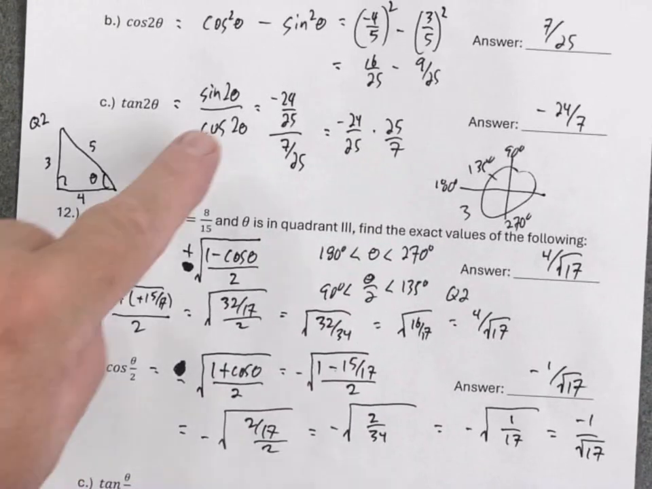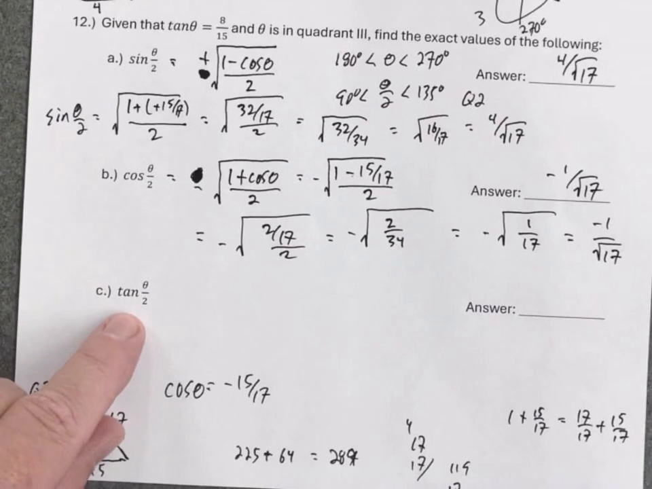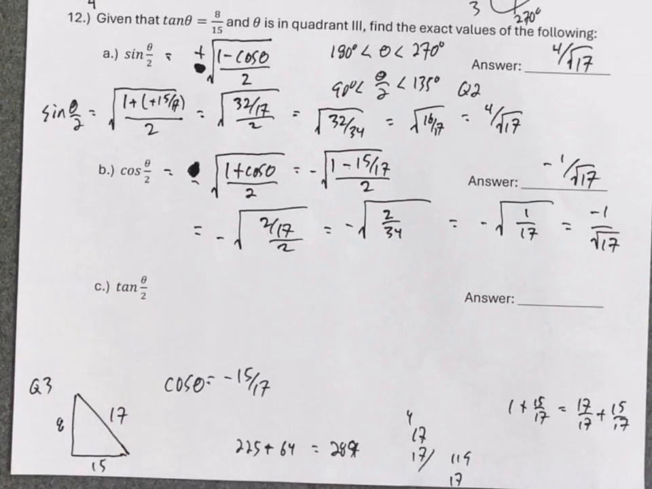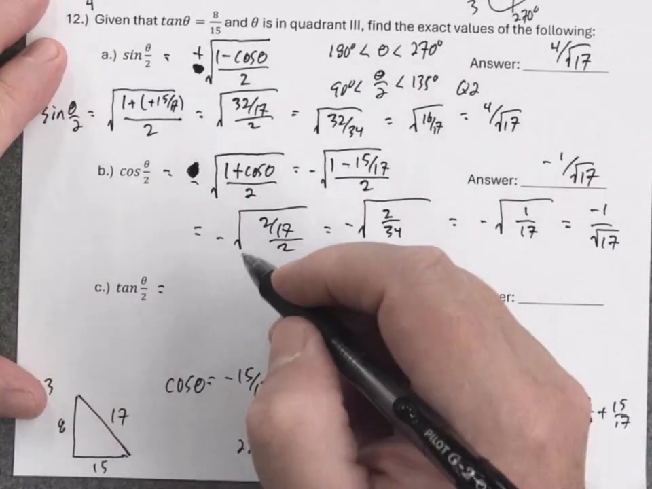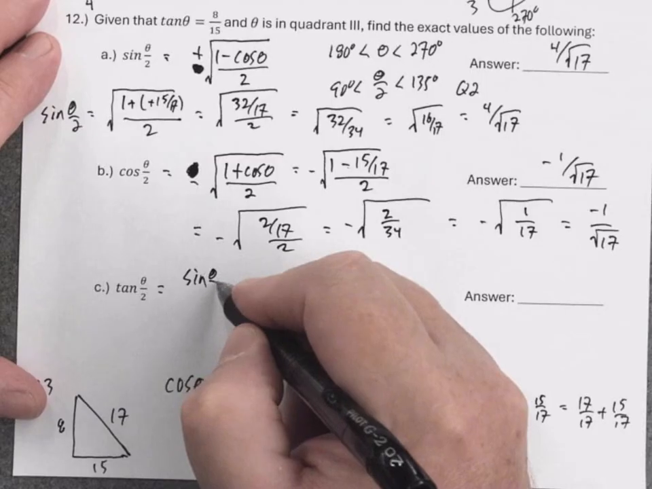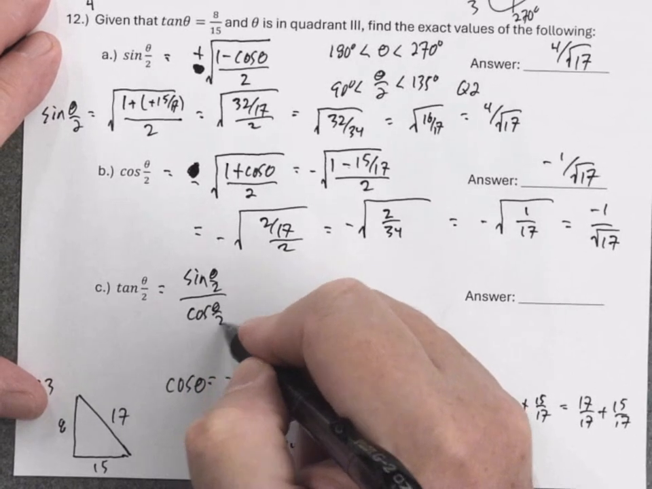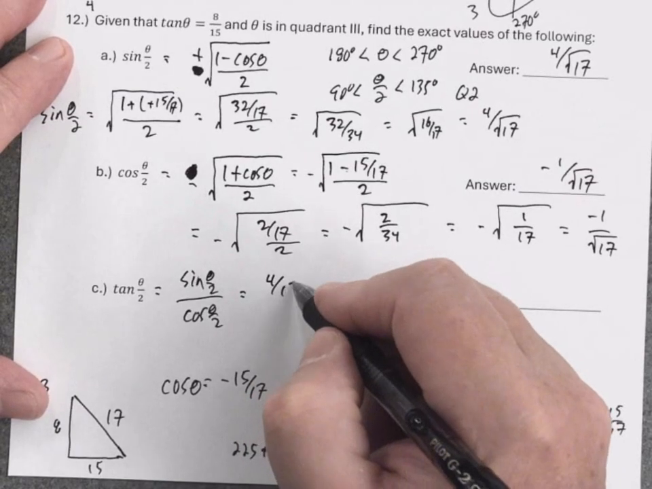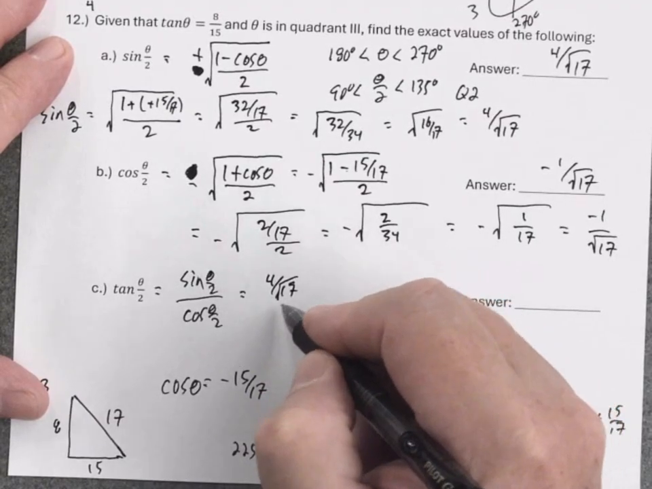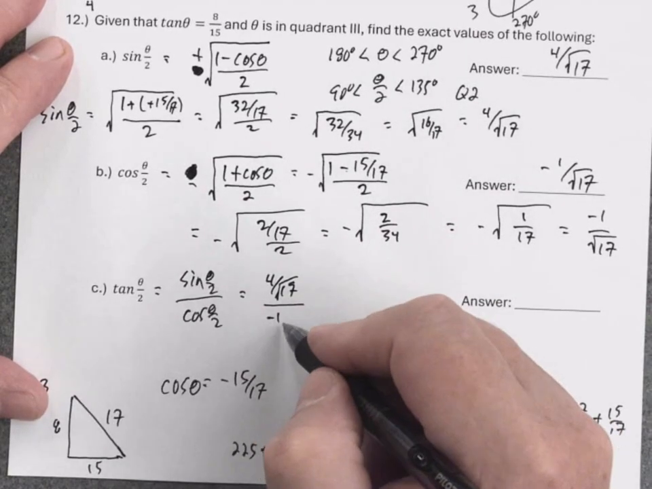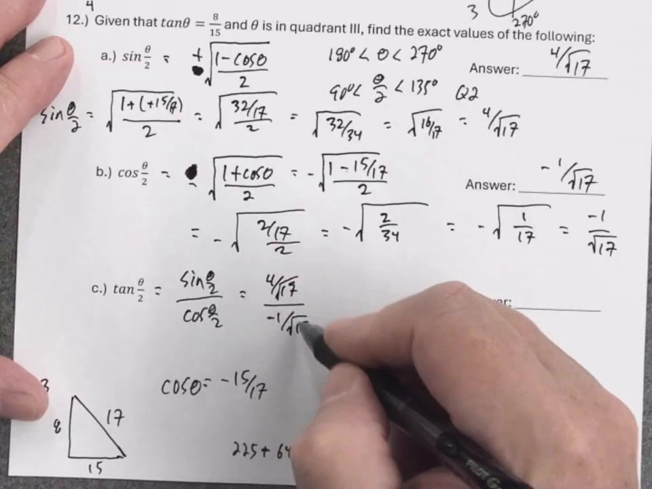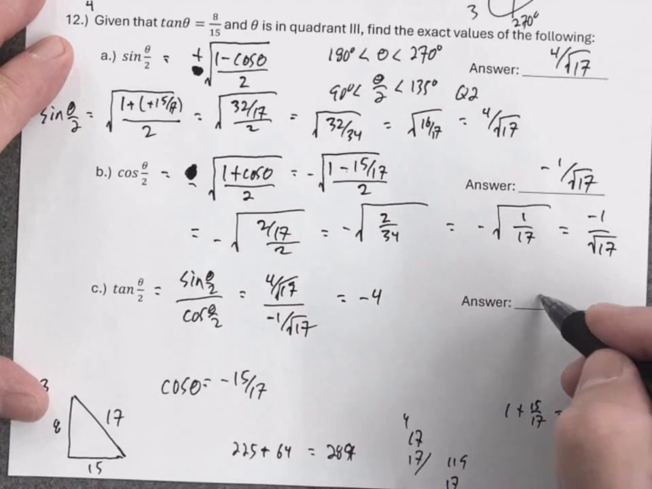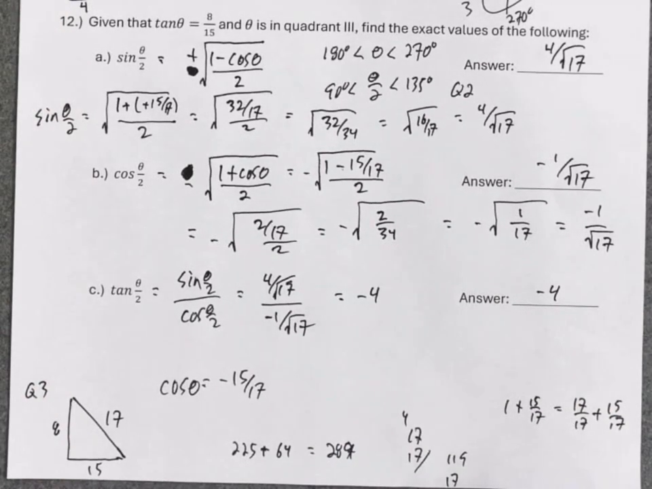Now just like for the double angle problems, the tangent of the half angle is a very messy formula. But since I already know the sine and the cosine, I'll just plug those in. So the sine is 4 over square root of 17. The cosine is negative 1 over the square root of 17. If you simplify this, you'll eventually end up with minus 4. So there we go, double angle and half angle problems.